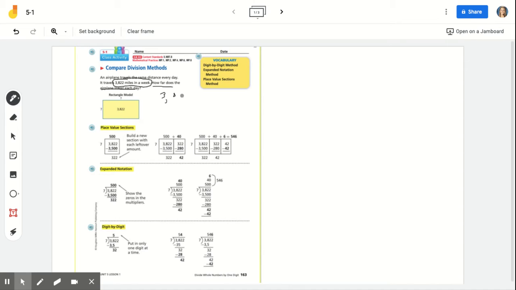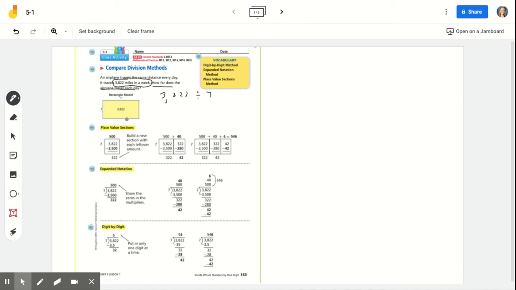So 3,822. Write that out with me. Oh my gosh, mine is so messy. 3,822. Let's do a division symbol. And the divisor here, there's 7 days in a week, so we're going to divide this number by 7.